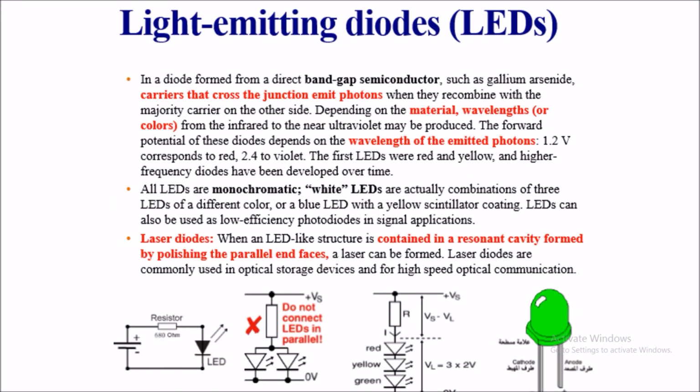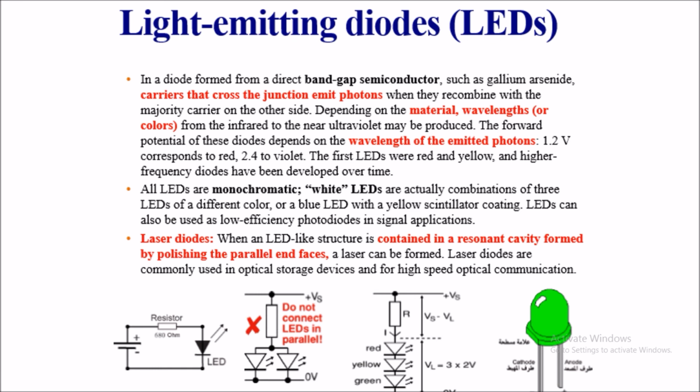The light emitting diode is the reverse of the photodiode. In a light emitting diode, we give voltage across a diode and we obtain light from it. And we have different light with different wavelengths according to the voltage and the materials used.